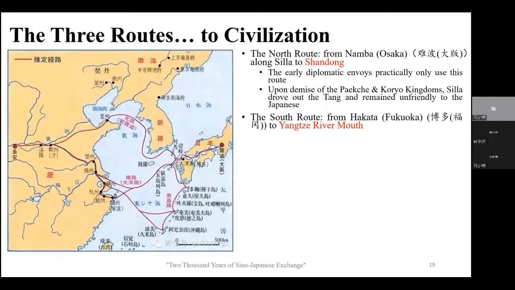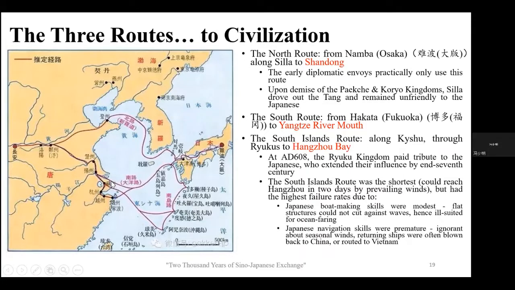And then we have a south route, which is from Hakata, modern-day Fukuoka, which is here, if you can see my cursor, all the way to the mouth of the Yangtze River here. And finally, we have the Southern Islands route, which is along Kyushu, through the Ryukyu Islands, all the way to the Hangzhou Bay. Okay, so maybe for a moment let's try to remember a little bit about these 3 routes, because it will come in very familiar when we talk about the book further on.